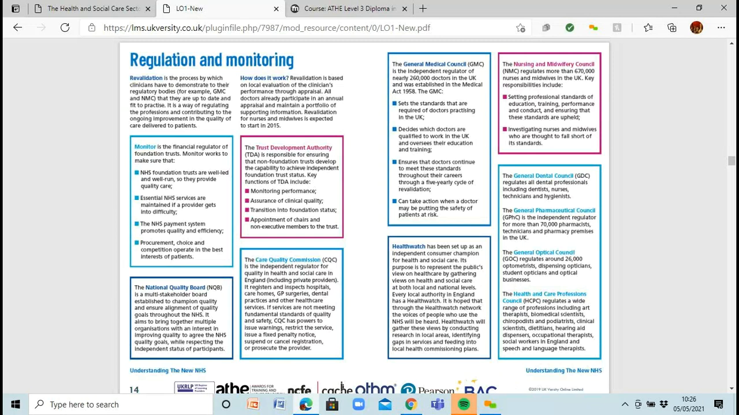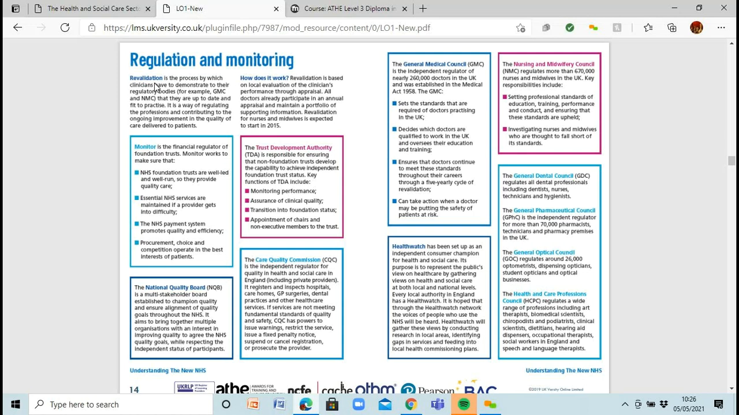So this section here, when you have a moment, please go back into the slide and read through this. Now, I'm not going to read through every single little thing on here, but I will point out a few things. This is just a leaflet on regulation and monitoring. Up at the top section here, we've got something called revalidation. Revalidation is what a clinician needs to do to demonstrate to regulators that they're fit to practice.